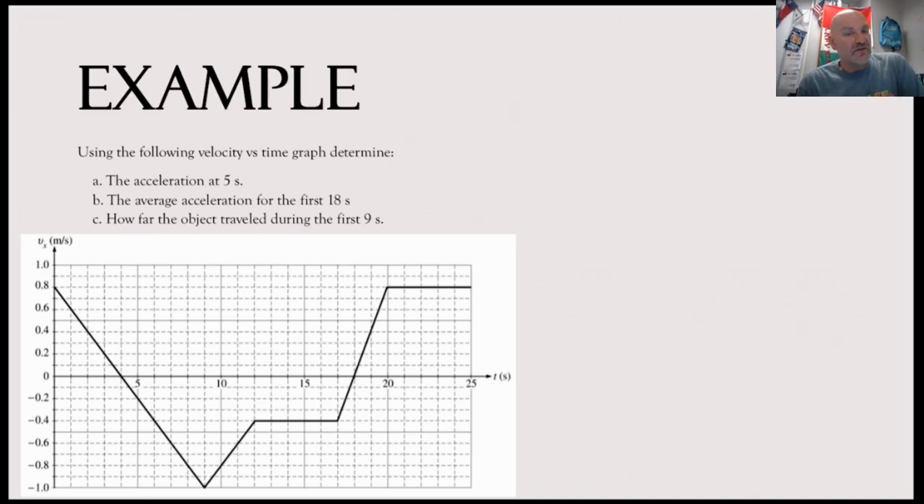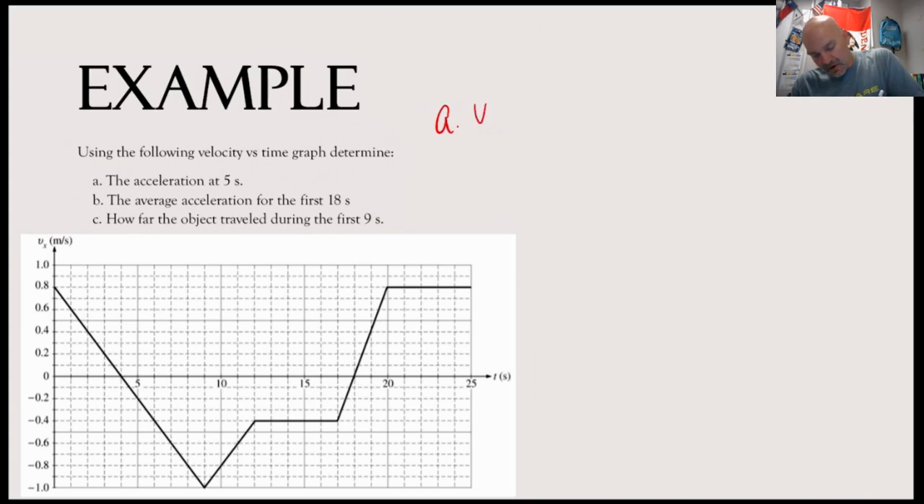Then in part B, we're going to find the average acceleration for the first 18 seconds. So again, average meaning we're going to start at 0, go to 18, and find the slope of that line. And then we're going to find how far the object traveled during the first 9 seconds. So we're going to find the area under the curve.